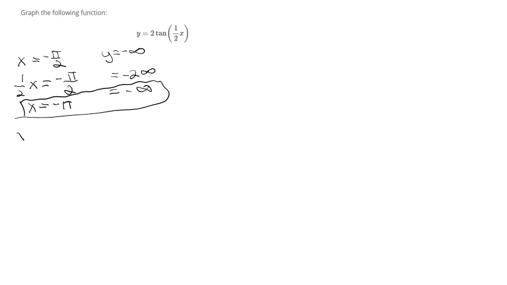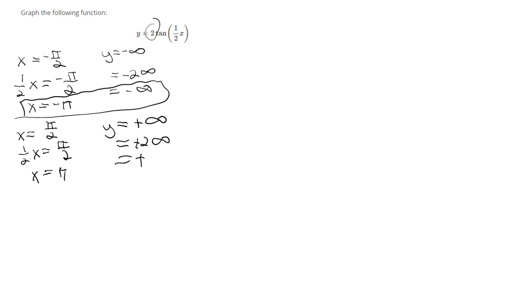Another asymptote when x is equal to pi over 2. Well, we're working with 1/2 x. So when is that equal to pi over 2? When x is equal to pi. Now, when x is pi over 2, y is going to positive infinity, meaning pi over 2 is the asymptote because y is going to positive infinity. Well, how does the function get affected by the 2? Well, if I multiply this by 2, I still get positive infinity.